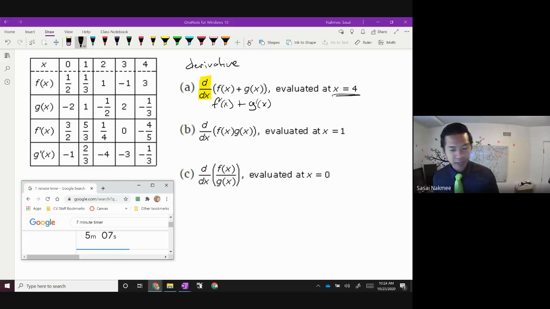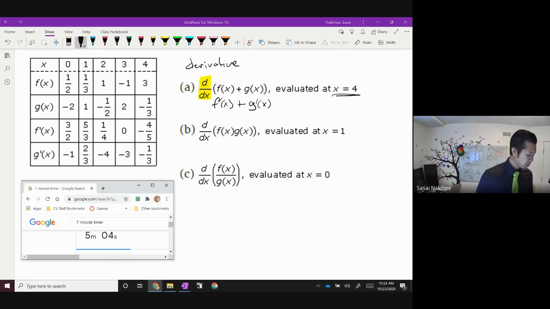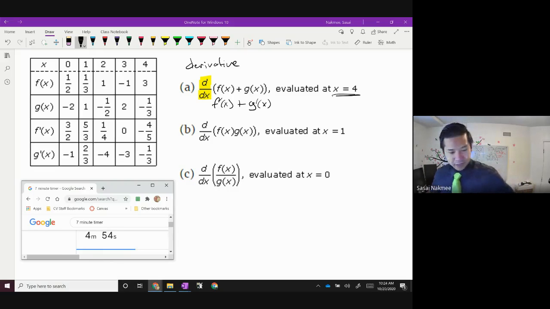Either or, Brian, either or. Fraction form or decimal, both are fine.